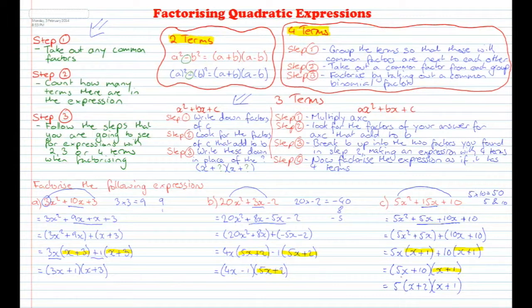Now if you think about it, we can still factorise this 5x plus 10 by taking out a common factor of 5. So what I've done here is I've taken the common factor of 5 out, and of course 5 times x is 5x, and 5 times 2 is 10, and you're still left with the (x plus 1) here. So you can see that both ways work and you'll get the same answer eventually, but I find that taking out the common factor first makes it a little bit easier.